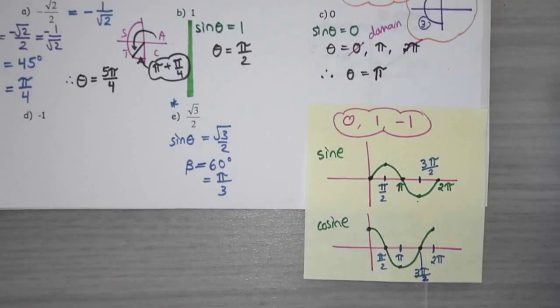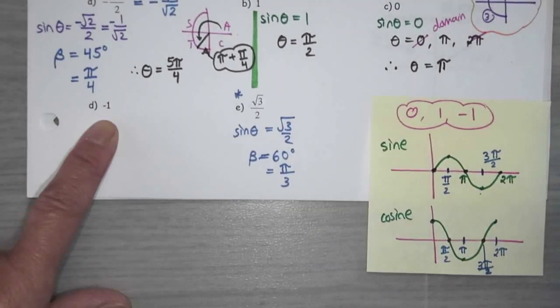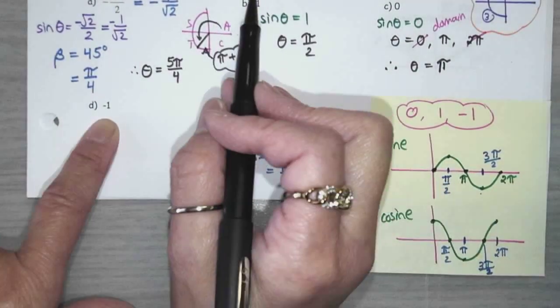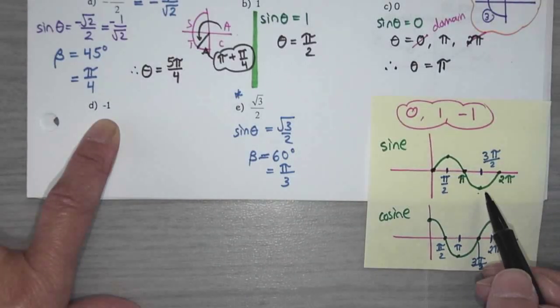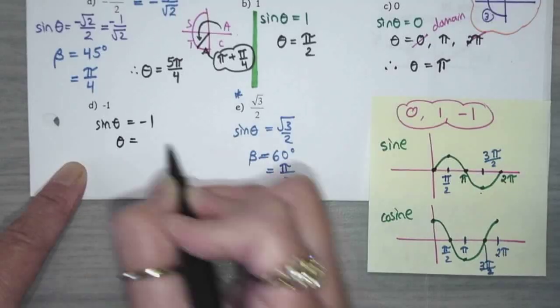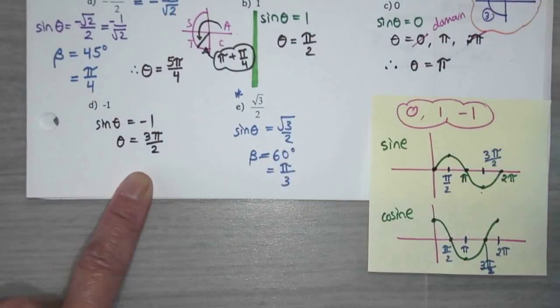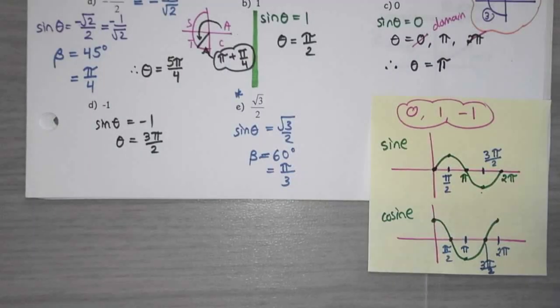Stop me if I'm wrong. And then one last one. Where is it? Negative 1. I only did sine this time, so I only need this one. So that would be 3 pi over 2. So just 3 pi over 2, right? And it's in the domain? It is, because the domain goes through. Done. All right. No questions? We're good.